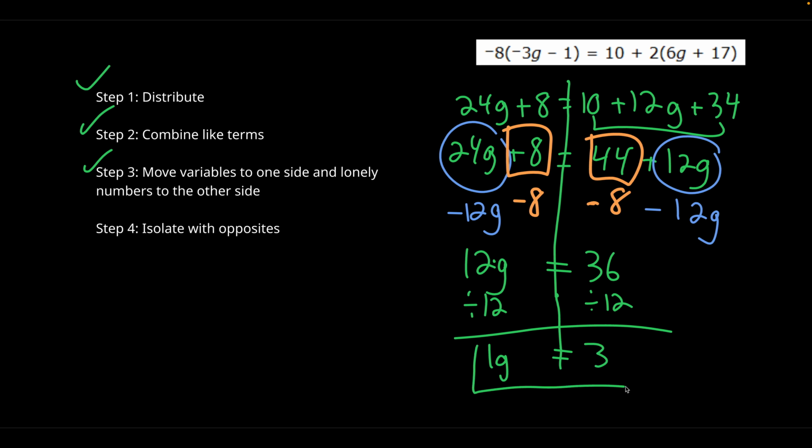And this is the final solution. 1g is equal to 3. You could also just put g equals 3, same answer.